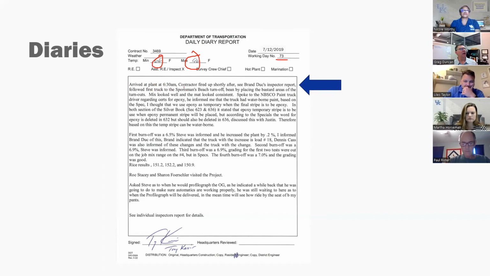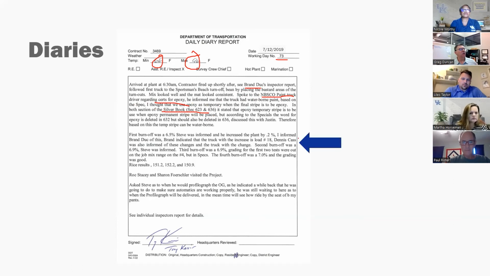Arrived at the asphalt plant at 6:30. Contractor fired up shortly after that. See another report for that piece. They're placing turnouts. It looked pretty good. There's a subcontractor on the project looking for certs for the epoxy. Both the Silver Book 623 and 636 are in play. So that was an issue identified that day in the inspection report.